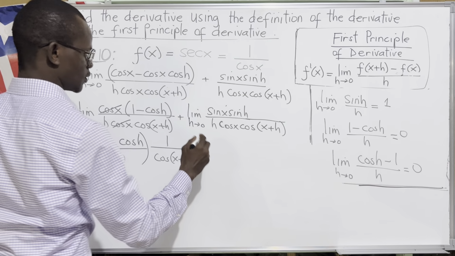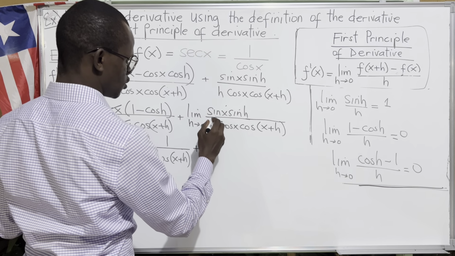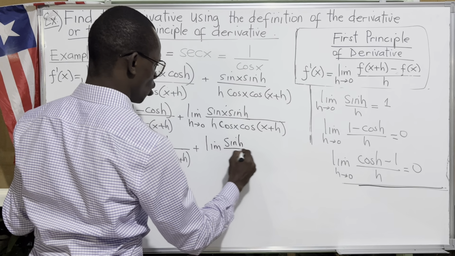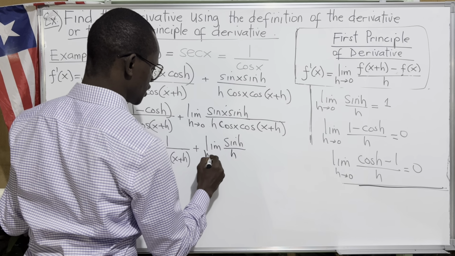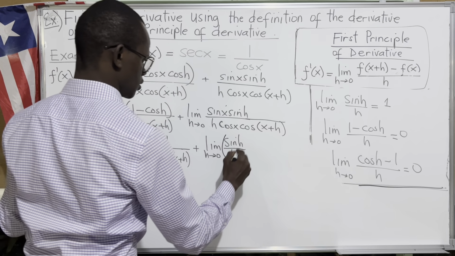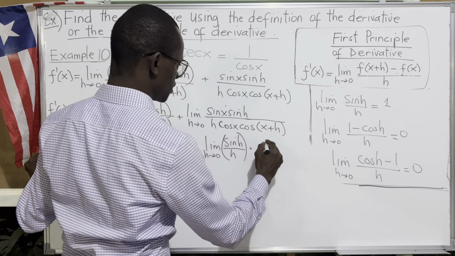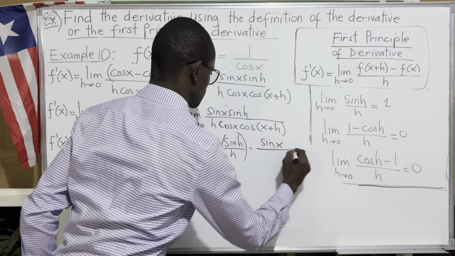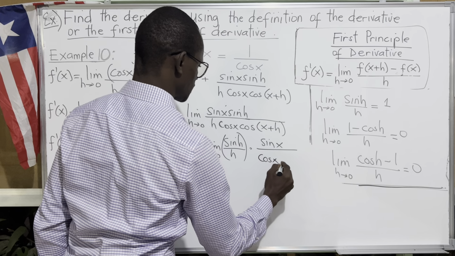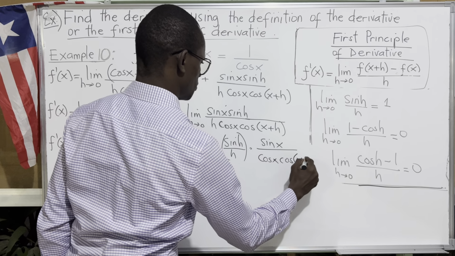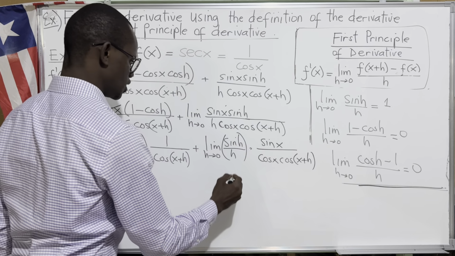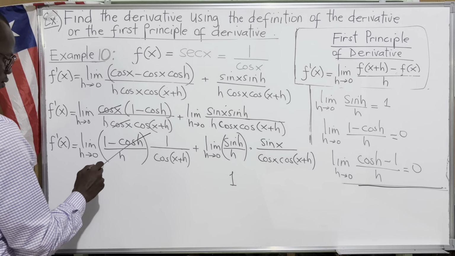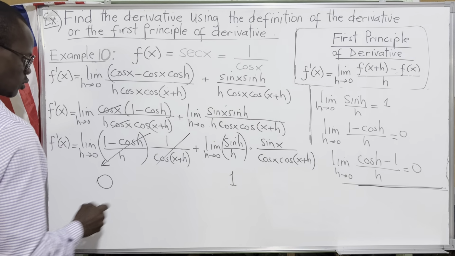Plus also the limit of sine of h all over this h, as h is approaching 0, times the rest of them. Now we can just push them on the side, just drag them to one side. So we have cos of x plus h. So this one is just 1. The limit of sine of h over h is 1. The limit of this one is 0. So it means this whole thing will go to 0.